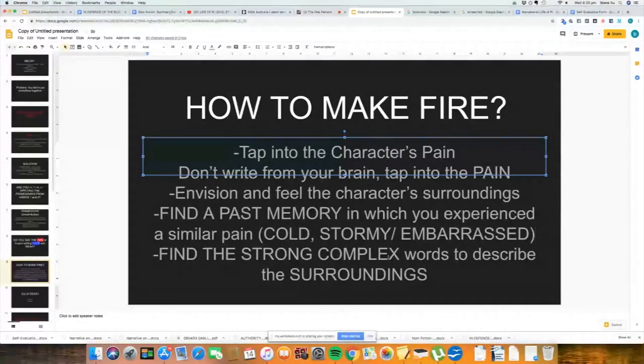So again, simple formula, tap into your past memory, tap into a memory when you've experienced a similar pain, right, to the character, and then find strong and complex words to describe your surroundings and to describe how you felt during that moment, okay? And so that's what we're going to be talking about today, and that's what I'm going to be showing you how to do today on your own, okay?